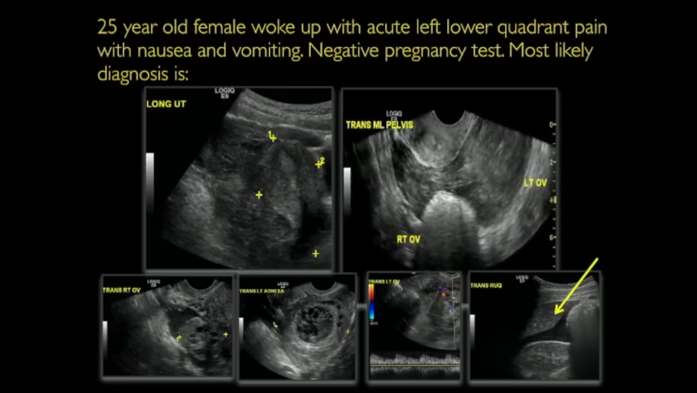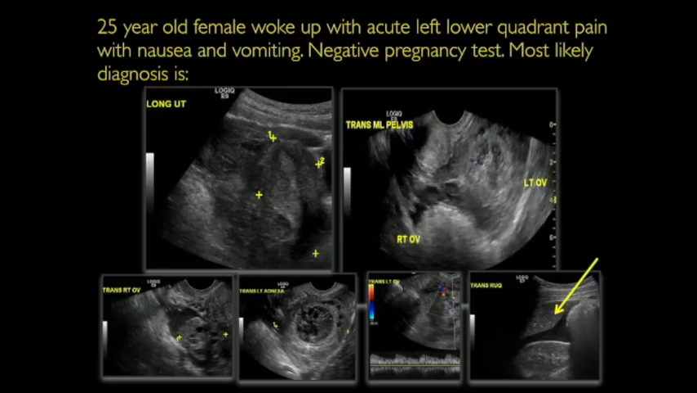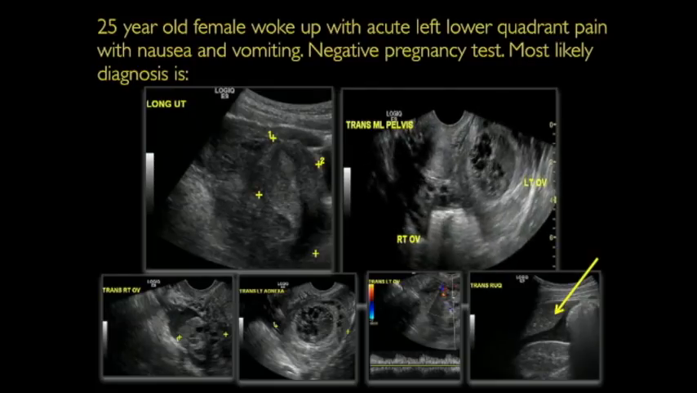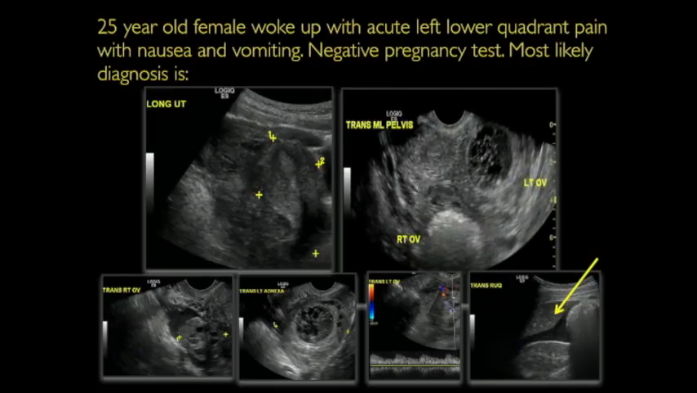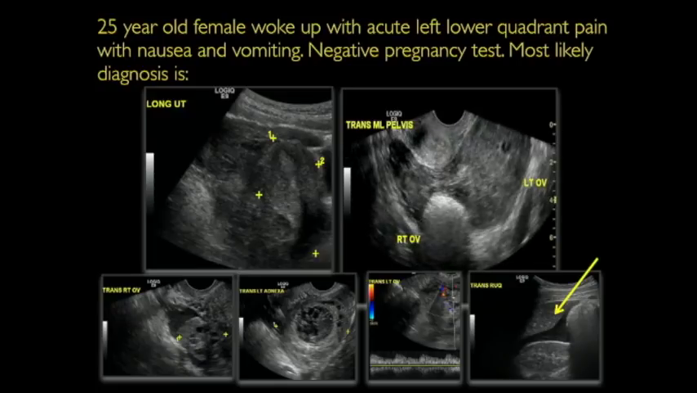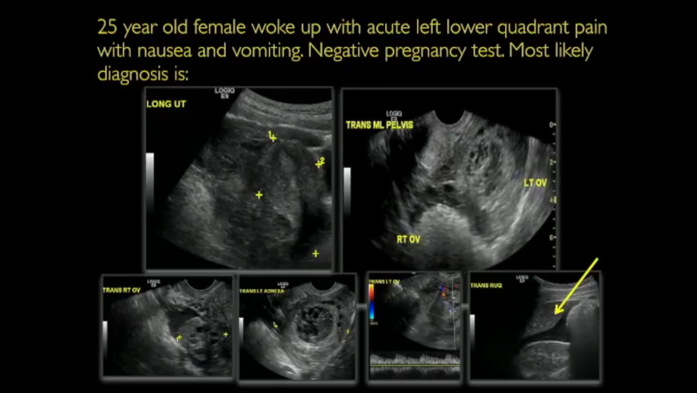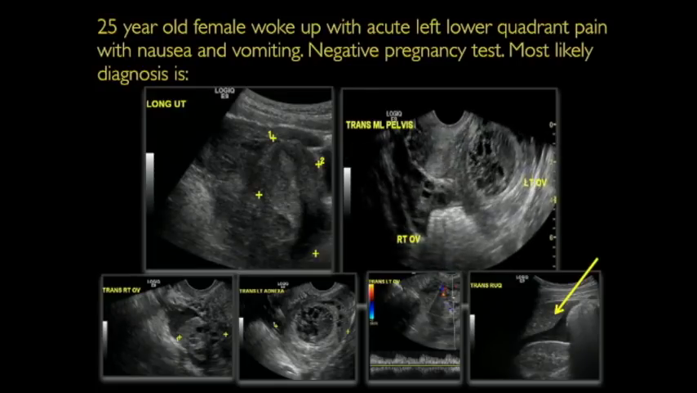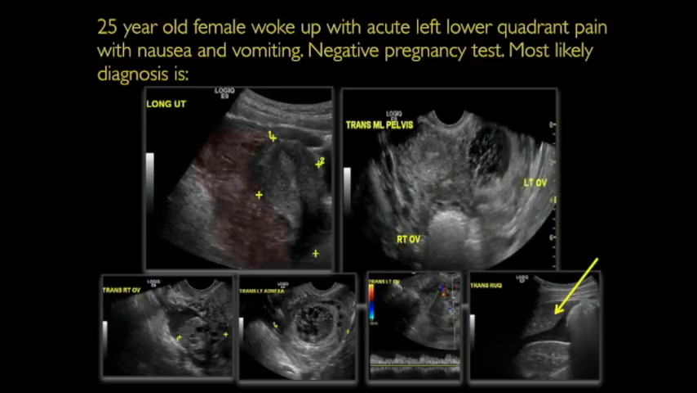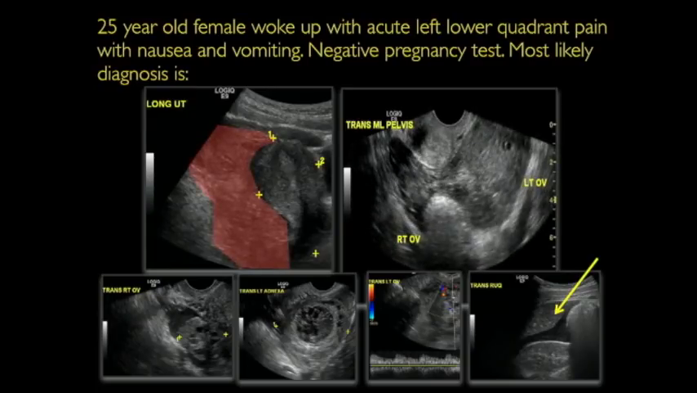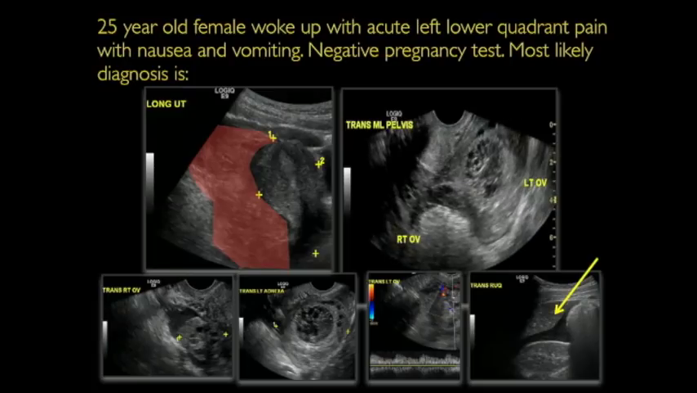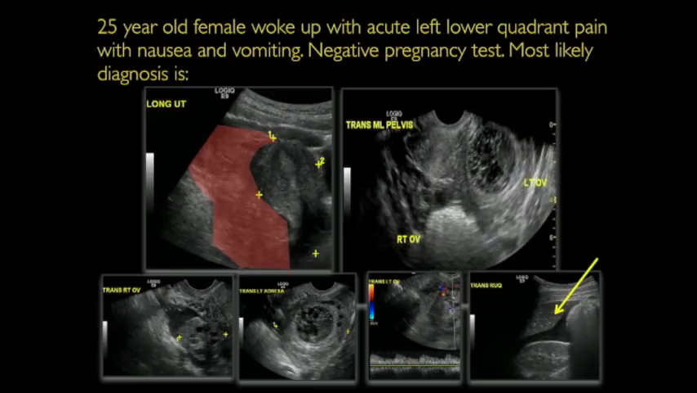So here's a case: a 25-year-old female woke up with acute left lower quadrant pain, with nausea and vomiting, and a negative pregnancy test. What is the most likely diagnosis? There's a lot of material in the pelvis. The uterus is displaced anteriorly with this complex material, and the ovaries are nearly next to each other, almost kissing. There's a lot of dense material.